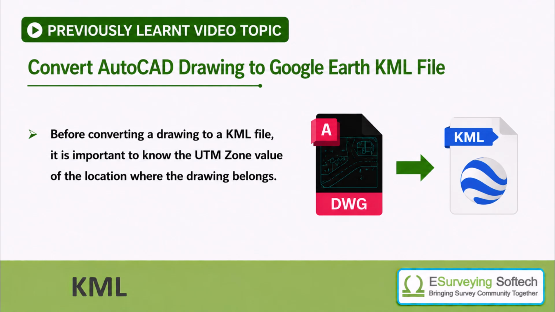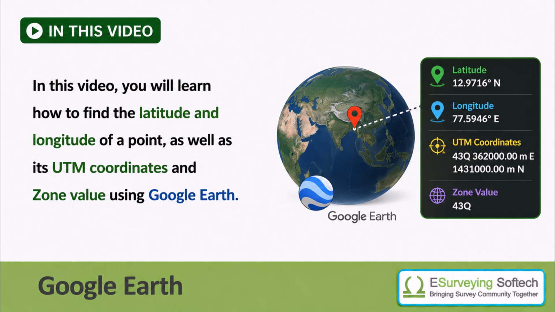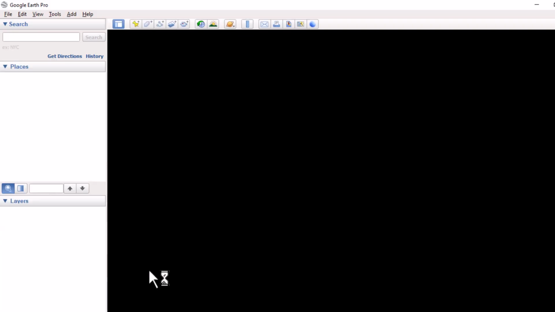Hello everyone. In one of the previous videos, you learned how to convert an AutoCAD drawing into a Google Earth KML file. Before converting a drawing to a KML file, it is important to know the UTM zone value of the location where the drawing belongs. In this video, you will learn how to find the latitude and longitude of a point, as well as its UTM coordinates and zone value using Google Earth.